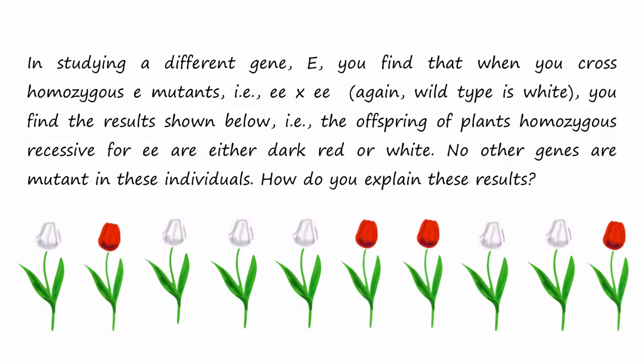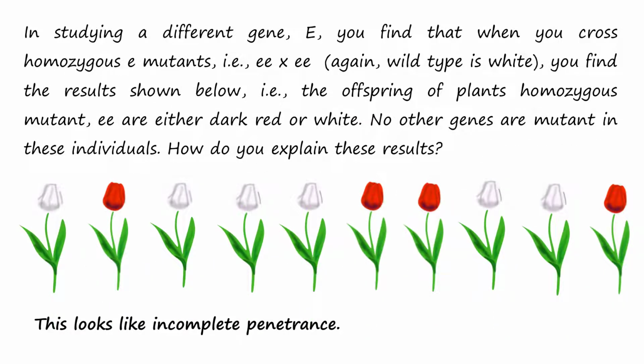Question 2. In studying a different gene E, you find that when you cross homozygous recessive E mutants, that is little e crossed with little e, again wild type is white, you find the result shown below. That is, the offspring of plants homozygous recessive for E are either dark red or white. No other genes are mutant in these individuals. How do you explain these results? This looks like incomplete penetrance, as though having the same genotype, some individuals express the particular phenotype while others do not.